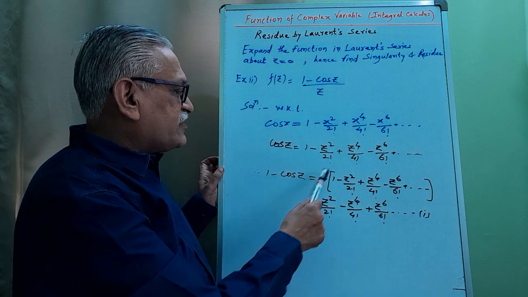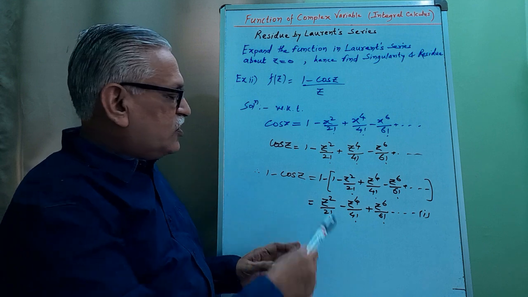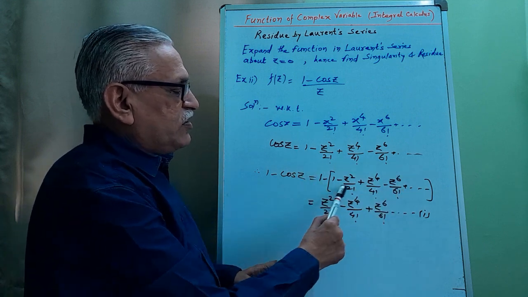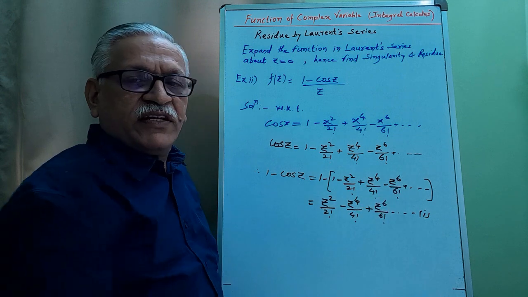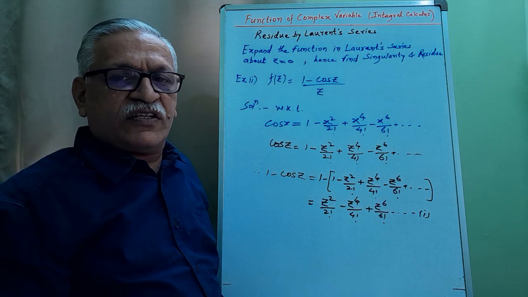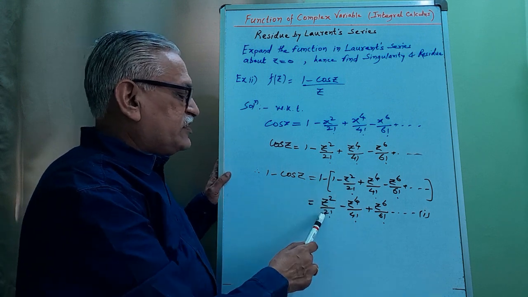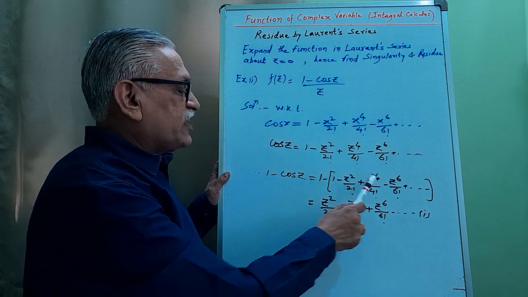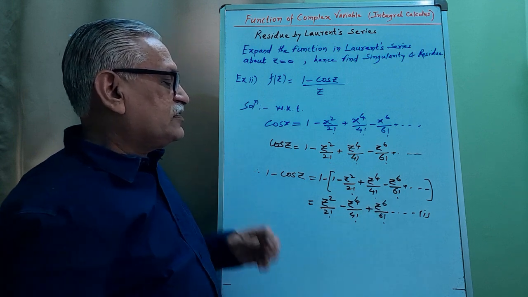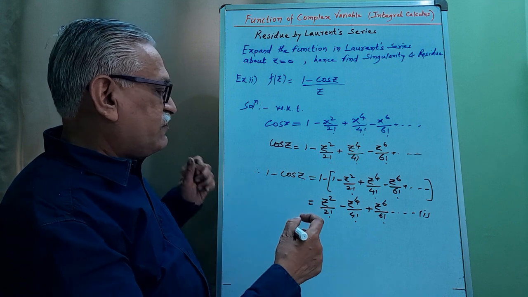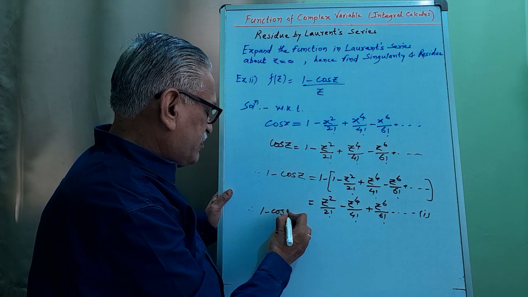Then subtracting that series from 1, we get 1 minus cos z is equal to 1 minus this series, 1 minus z square by 2 factorial plus z raised to 4 by 4 factorial minus z raised to 6 by 6 factorial and so on. Simplifying it, 1 gets cancelled. We get the first term as z square by 2 factorial, the second one as minus z raised to 4 by 4 factorial, plus z raised to 6 by 6 factorial.